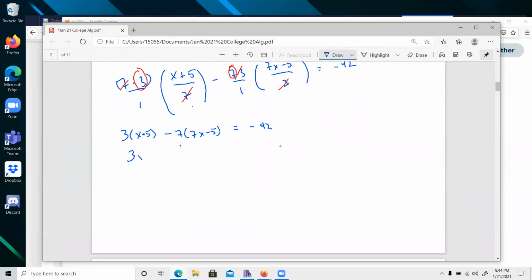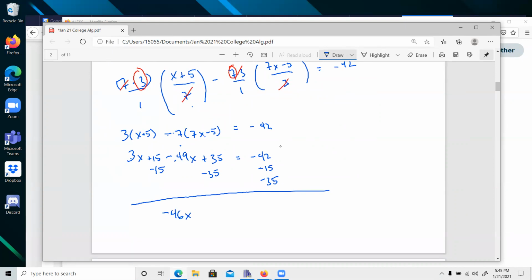So that's going to be 3x plus 15 minus 49x. Don't forget the minus times the minus, and we'll have a plus 35 here, and that's equal to -42. There's a lot to keep track of, but that's okay, we can do it. Now we're going to say minus 15, minus 15, minus 35, minus 35. And what do we have left here? We have 3 minus 49, right? And that's going to be -46x. You have $3, you spend $49, now you're in debt.